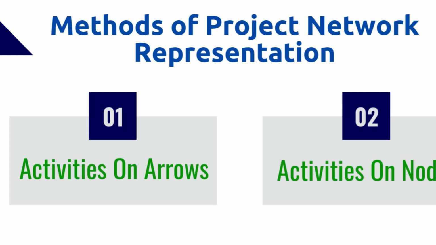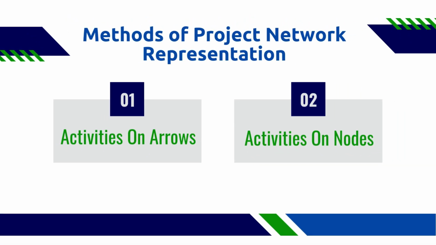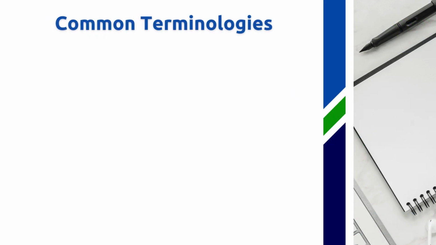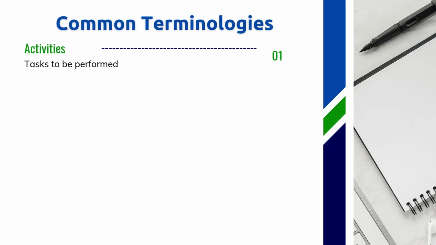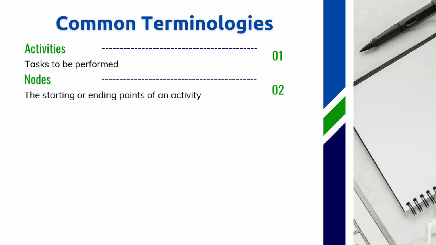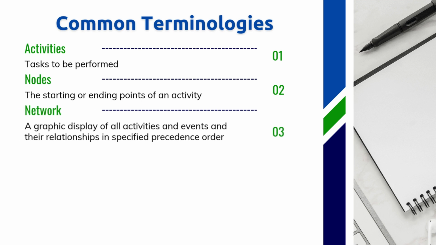For this tutorial, there are some common terminologies that I have to explain. One includes activities. Activities are tasks to be performed and they'll be represented using the arrows. Then we have the nodes. The nodes will represent the starting and ending points of an activity. Then the network itself, that is the graphical representation, would contain the graphical display of all activities and events in their relationship in specified precedence order.